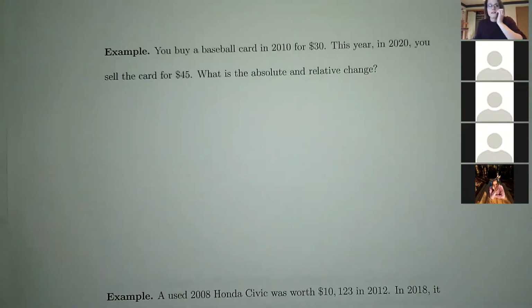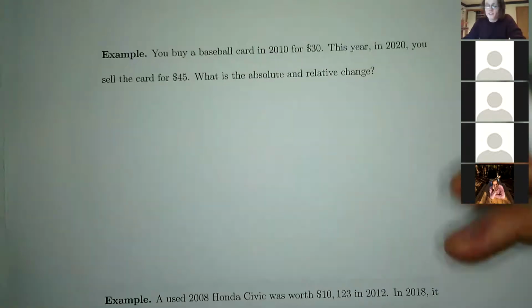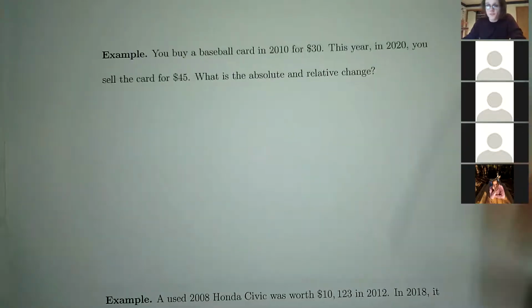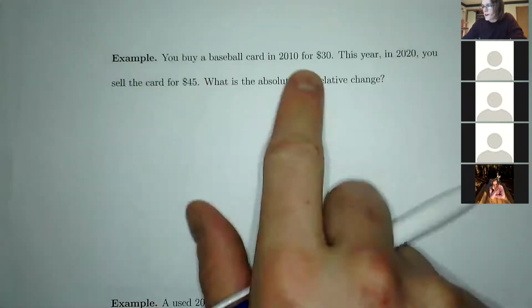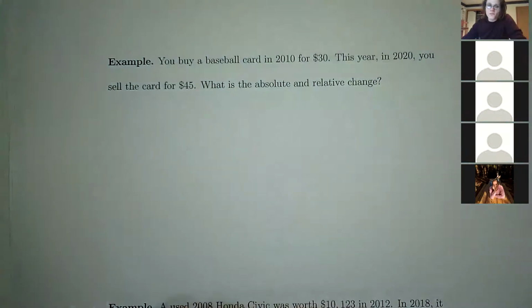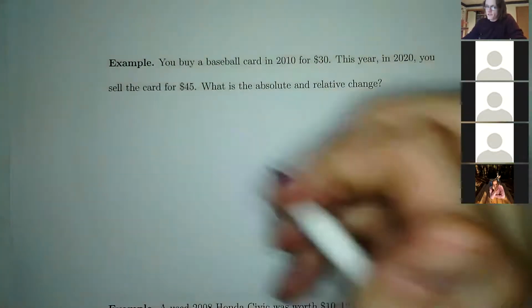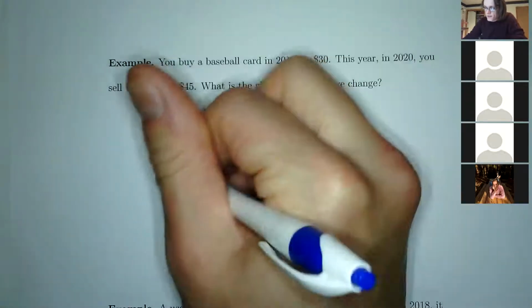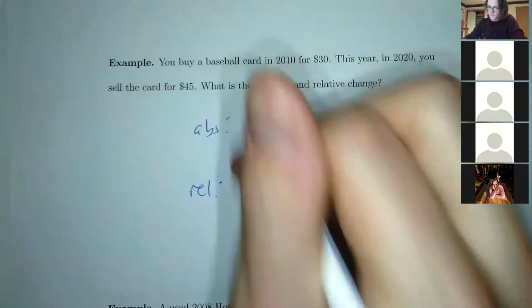All right, so let's look at some examples. And again, these seem familiar. We didn't do these little ones because I just wrote them up, but we did ones comparable. You buy a baseball card for $30 in 2010, and this year, in 2020, you sell the card for $45. What is the absolute and relative change? So let me just write down the two, absolute, relative.